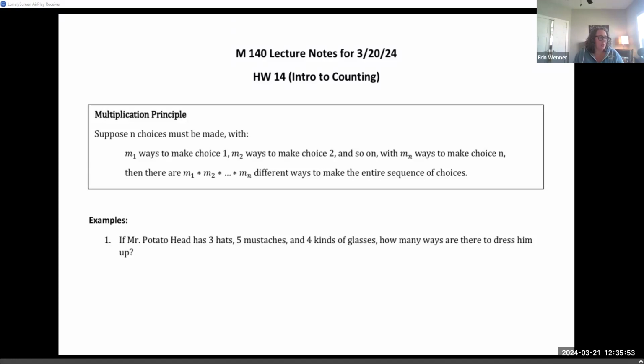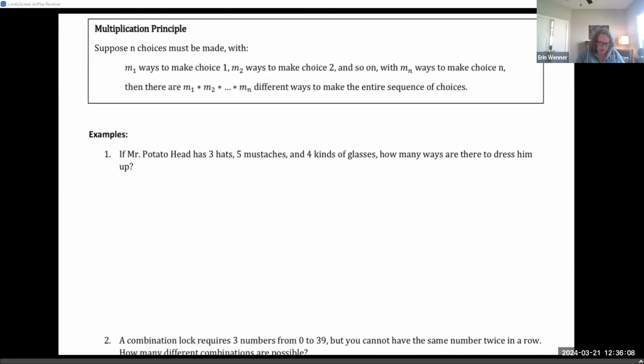So what does that look like? Well, if I have a Mr. Potato Head and he has 3 hats, 5 mustaches, and 4 different types of glasses, how many ways are there to dress him? Well, if we have 3 hats, for each of those 3 hats, he could have those 5 mustaches. And then for each of those 5 mustaches, he could have the 4 different types of glasses.